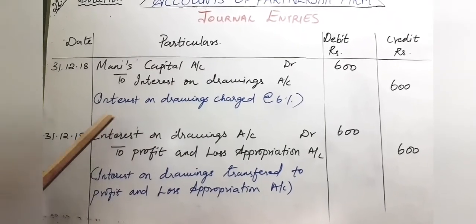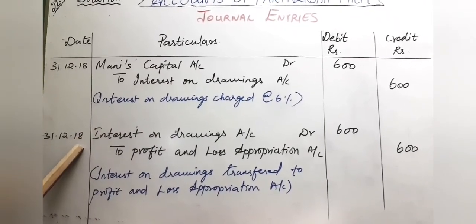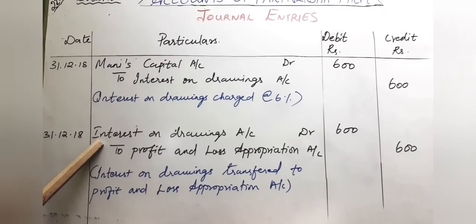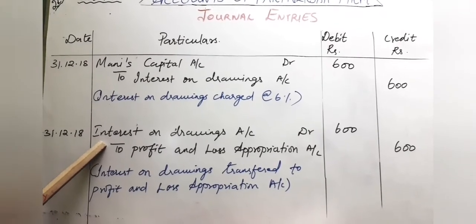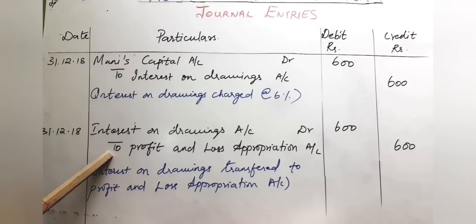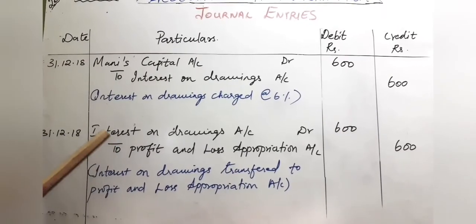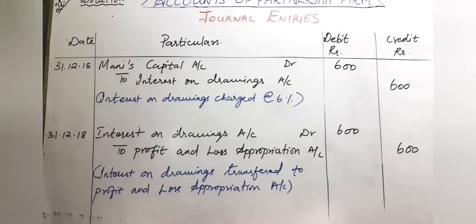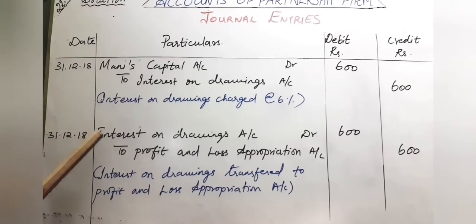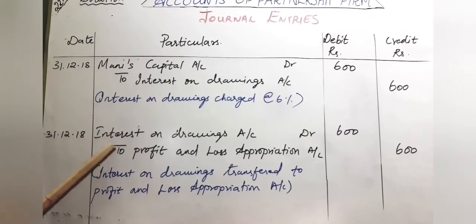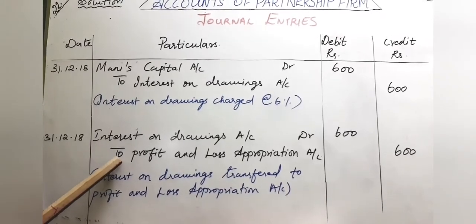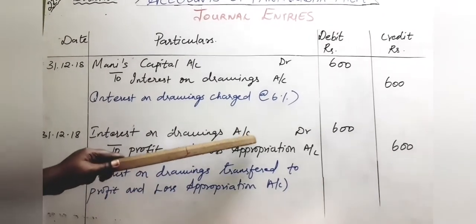Next I have transferred the amount to profit and loss appropriation account. So what is the entry? Interest on drawing account is debited to profit and loss appropriation account. So interest on drawing must be credited in the profit and loss appropriation account. You got me, students? So the journal entry will be interest on drawing account debited to profit and loss account. The same amount we have to transfer.